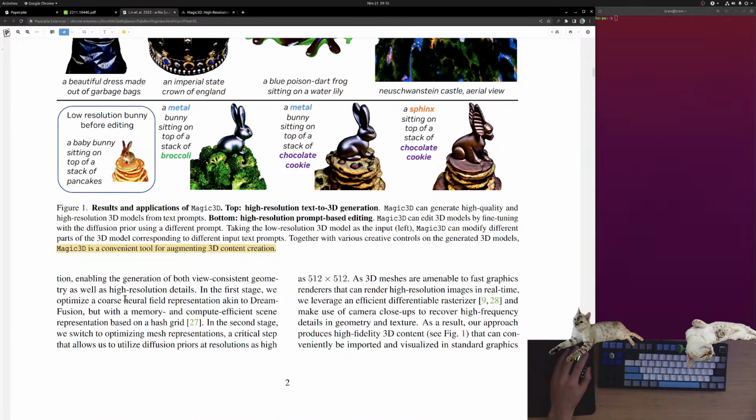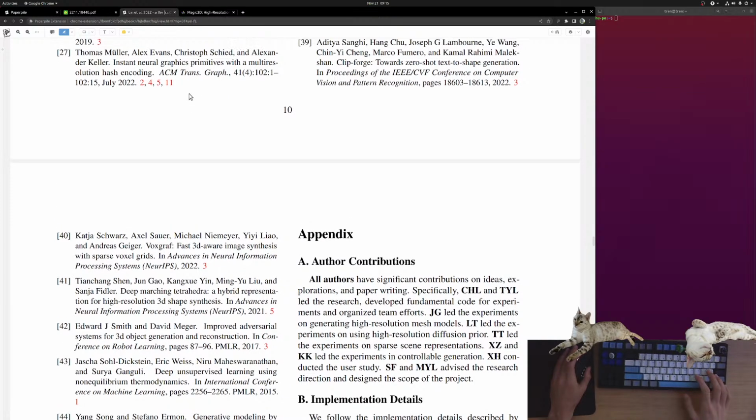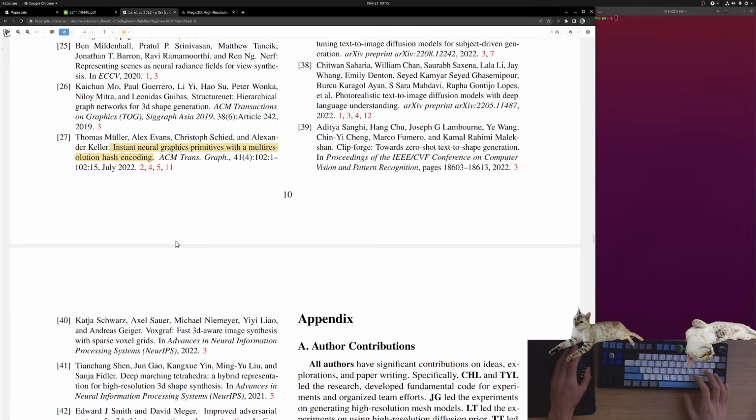In the first stage, we optimize a coarse neural field representation akin to Diffusion, but with a memory and compute efficient scene representation based on a hash grid. Actually, yeah, I kind of recall this. I feel like we actually looked at this paper. Yep, we did look at this paper. Instant neural graph primitives with a multi-resolution hash encoding. I do remember this. Instant NGP, I think it was called, or something like that.